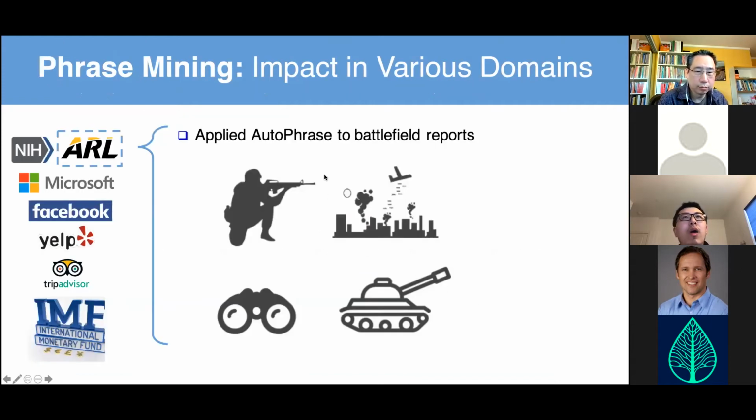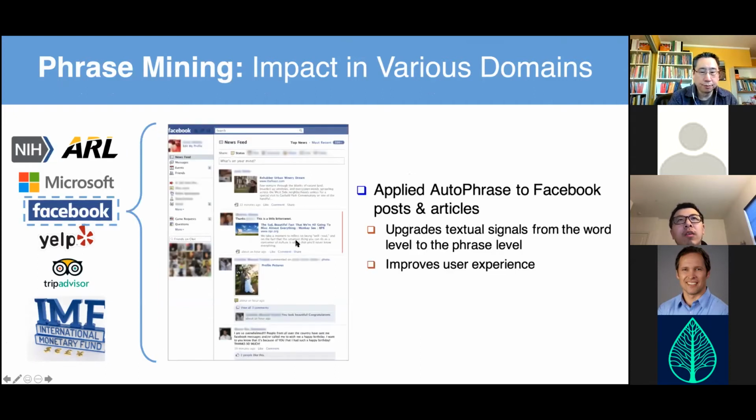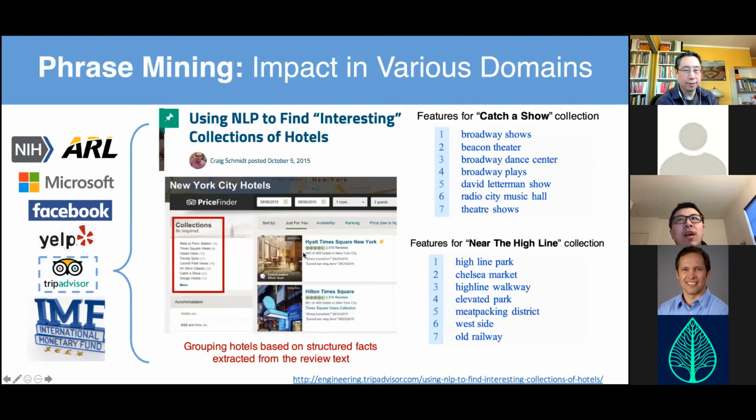So there has been wide application of this phrase mining method, especially AutoPhrase. It has been applied in different places like the US Army Research Lab. They're using AutoPhrase to analyze the battlefield reports. Facebook has a team working on feeds ranking to upgrade their analysis from the word level to the phrase level to give you better feeds when you are browsing the website. And TripAdvisor sent us an email saying that they're using AutoPhrase and SegPhrase to get the phrases from the reviews of the hotels.